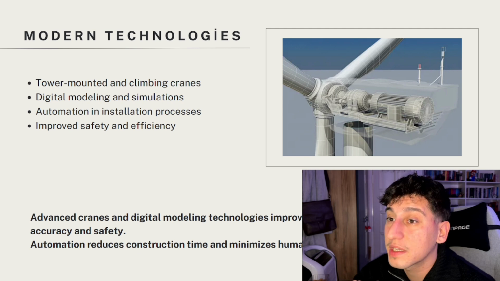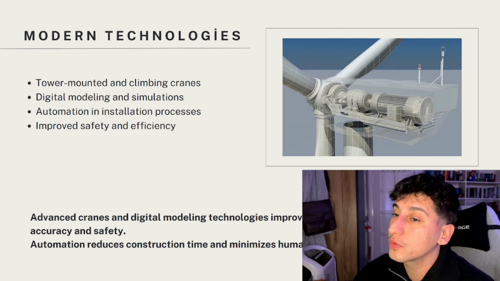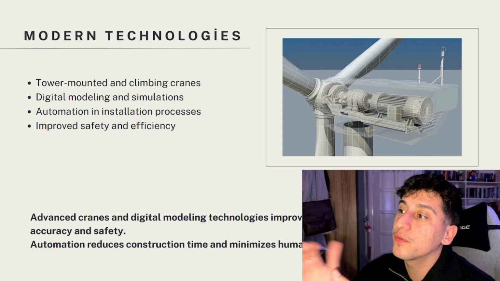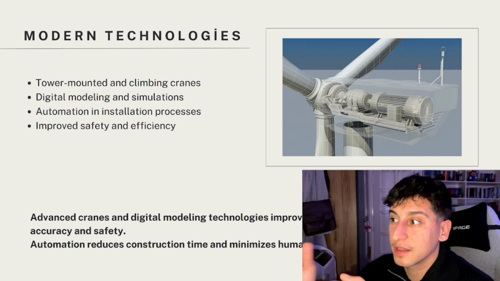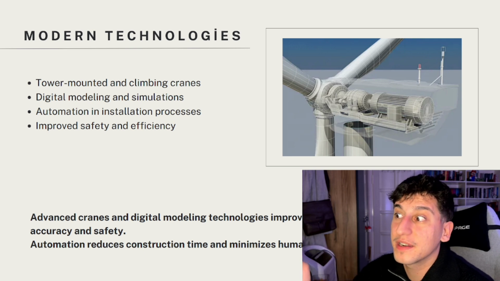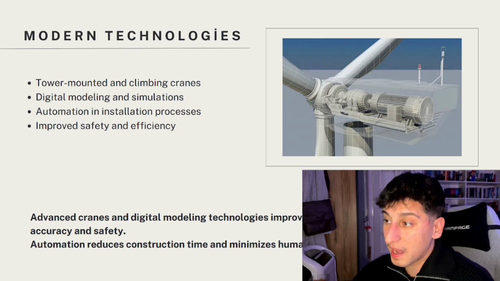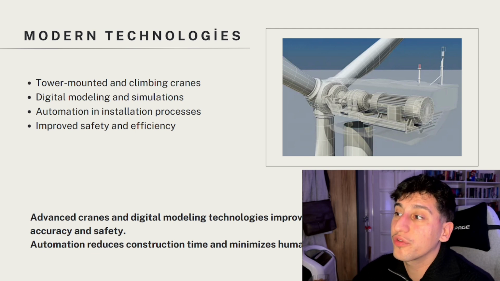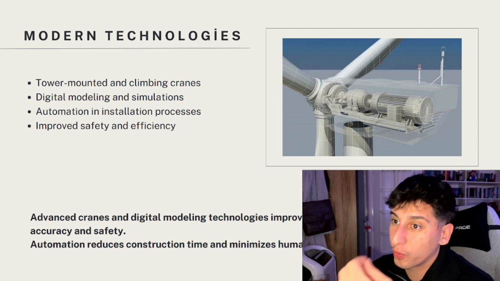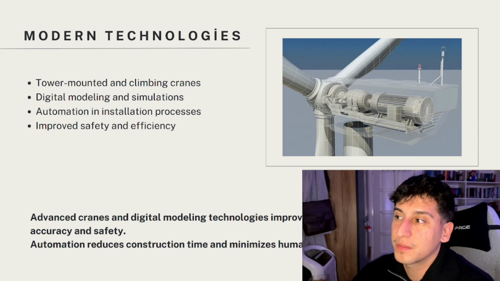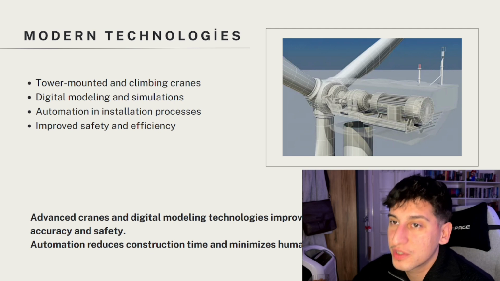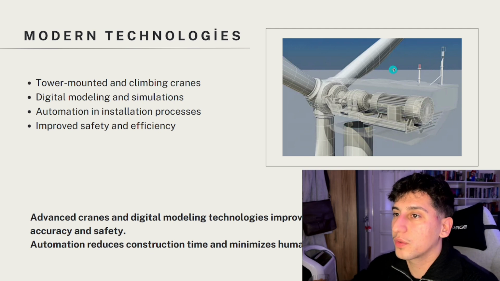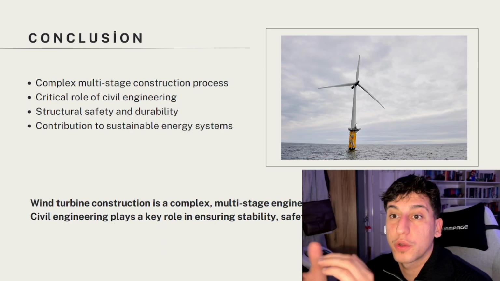About modern technologies, we have different systems such as tower-mounted and climbing frames, but we also have digital modeling and simulations. That is really important because we can put all of our calculations into the app that we are using, and the app will do the work for us. I mean, whether it is going to stand or not, whether it is suitable for this environment or not, and we can see our model in the environment before we build it. So it's really good for safety and of course for cost, because we can see if something is wrong before we build it. So it's really important.